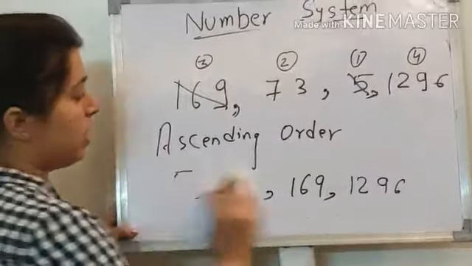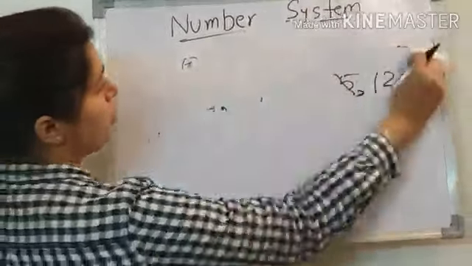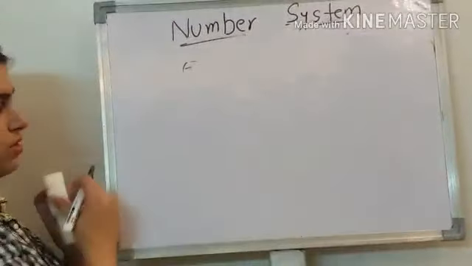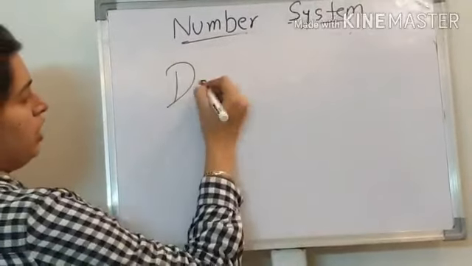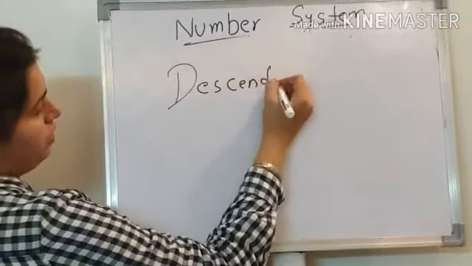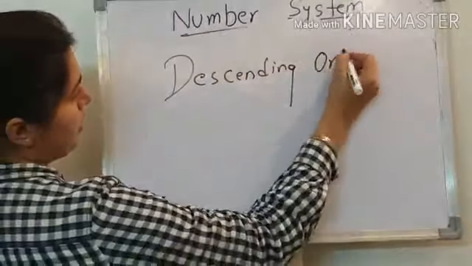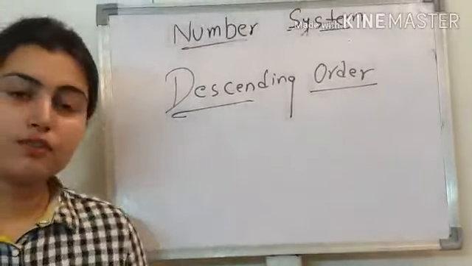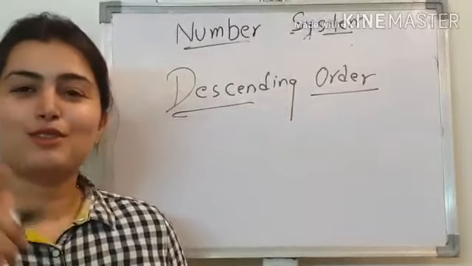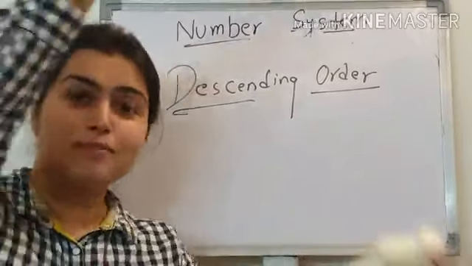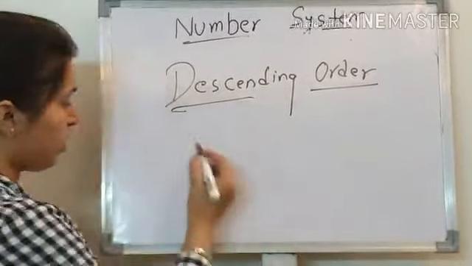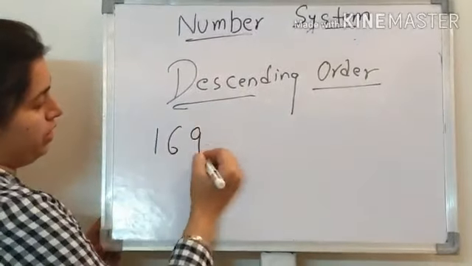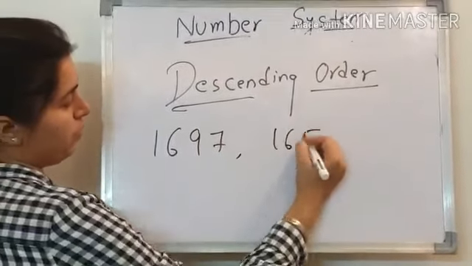Okay, students? Now the second order is which order? Yes, descending order. In descending order, we arrange numbers from big to small. Okay. Now here I am giving you one example.